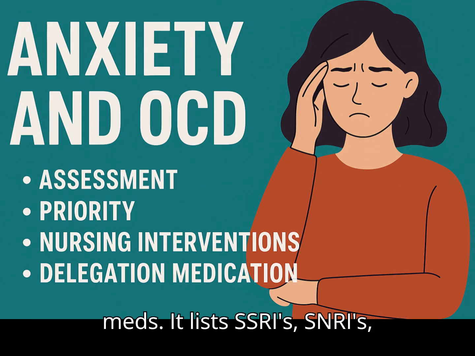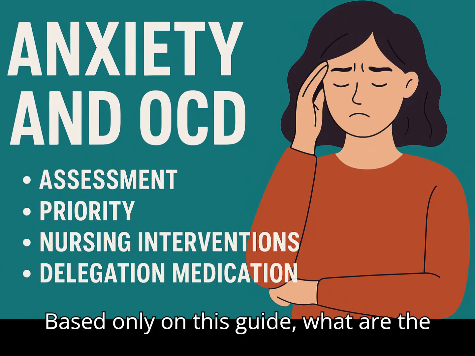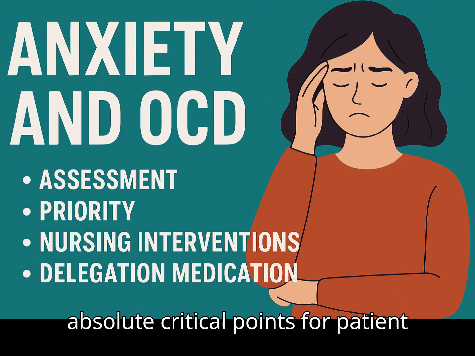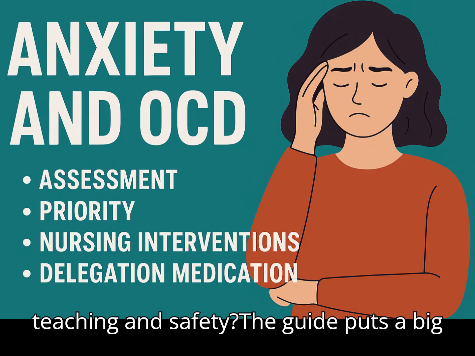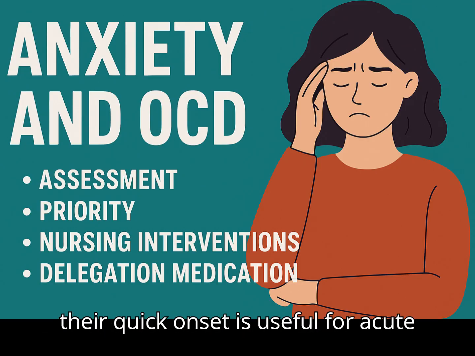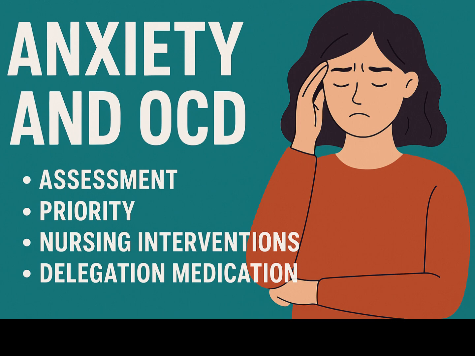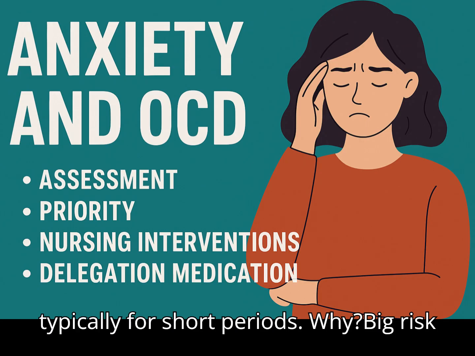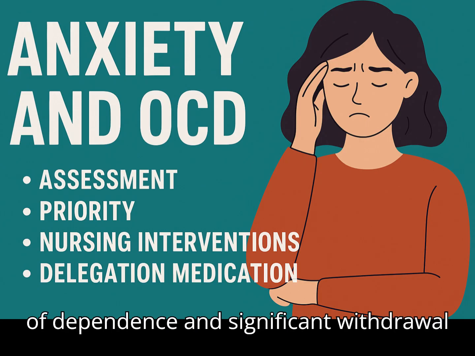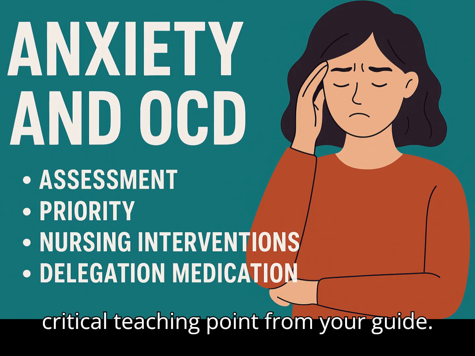Okay, meds. Yeah. It lists SSRIs, SNRIs, benzodiazepines, buspirone, others too. Based only on this guide, what are the absolute critical points for patient teaching and safety? The guide puts a big spotlight on benzodiazepines. It notes their quick onset is useful for acute anxiety relief. But, and this is crucial teaching from the source, they're typically for short periods. Why? Big risk of dependence and significant withdrawal symptoms if stopped abruptly. That's a critical teaching point from your guide.